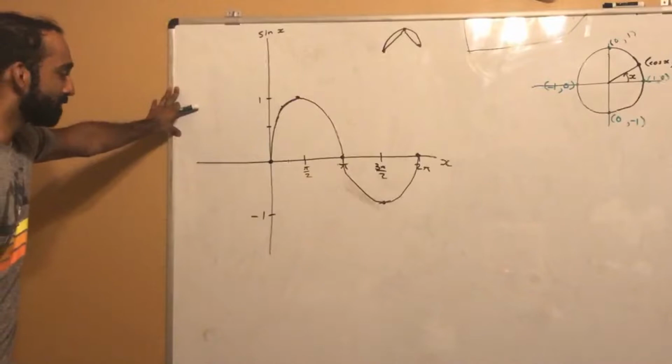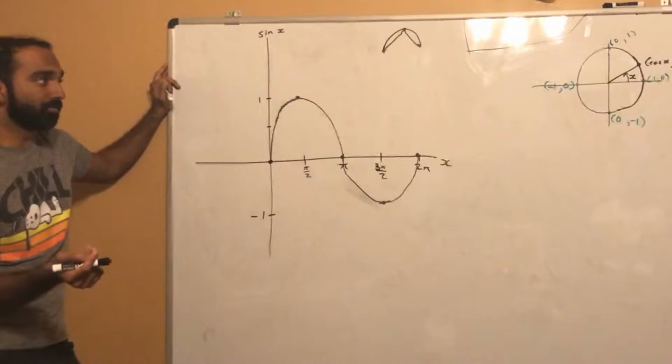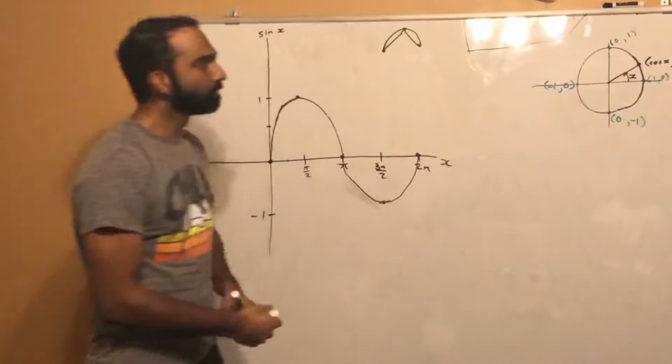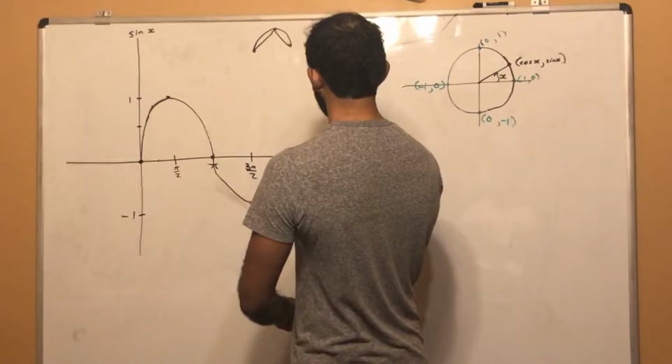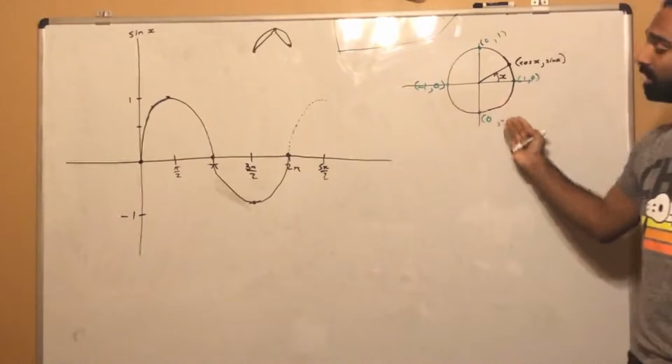0 and 360. All right, but I could keep going on and on forever, right? Like, say, 450 degrees. Go 360, then go another 90. What's sine of 450 degrees? It's going to be 1 again. Same as pi over 2. So if I wanted to extend this a little bit more, 450 or 5 pi over 2, it's just going to keep going on and on, and this pattern is going to repeat forever to the right.